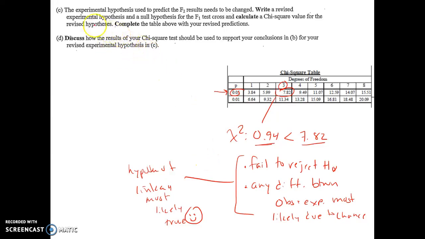Let's go back up here and just check to make sure that we're doing it. So we completed the table. We showed you that for C here, and then discussing how the results of this chi-square are used to support your conclusions for B. That is that discussion right down there.